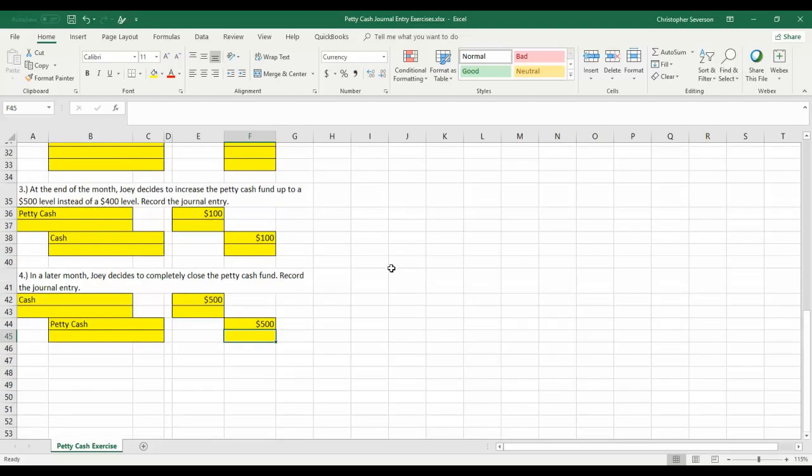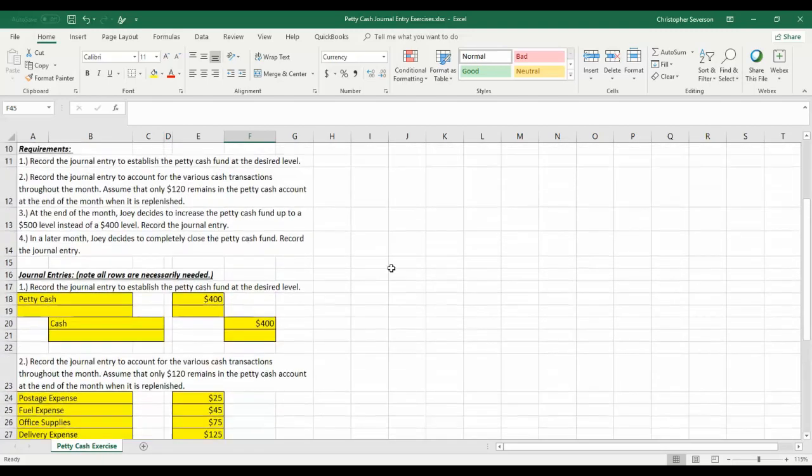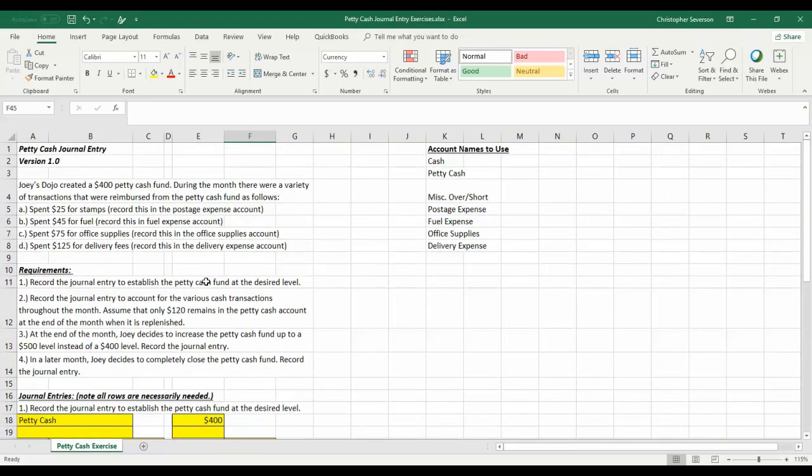And that takes us through really any journal entry that you should expect to see for a petty cash type problem, all the way from the establishment of the fund, the replenishment of the fund, changing the levels, and then closing the fund out. So hopefully this helps you when you're dealing with one of these types of exercises. But I thank you for your time, and I look forward to seeing you in our later sessions.